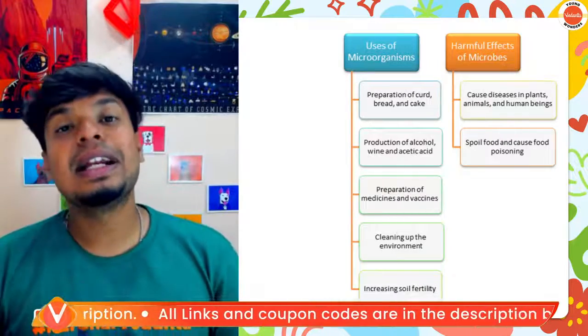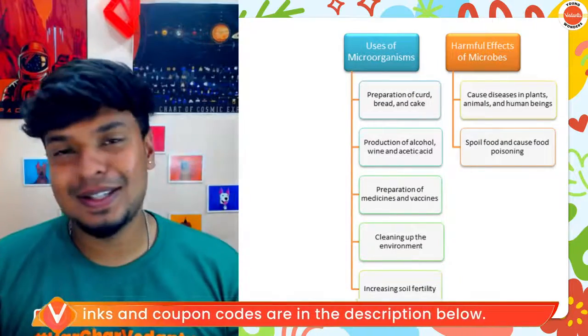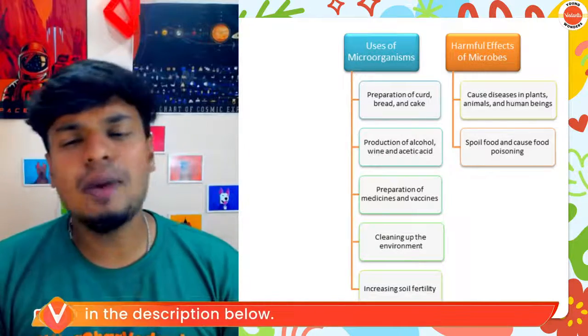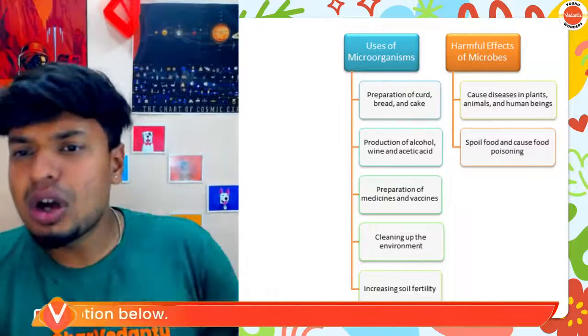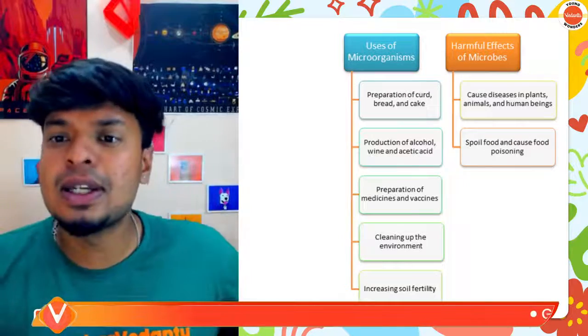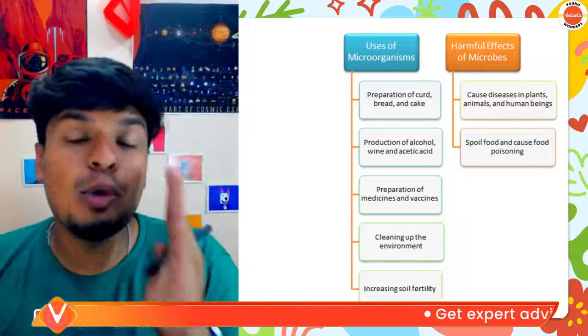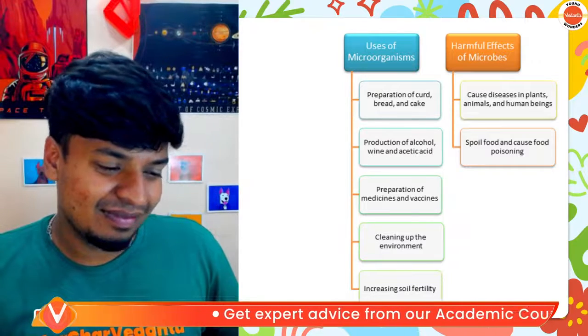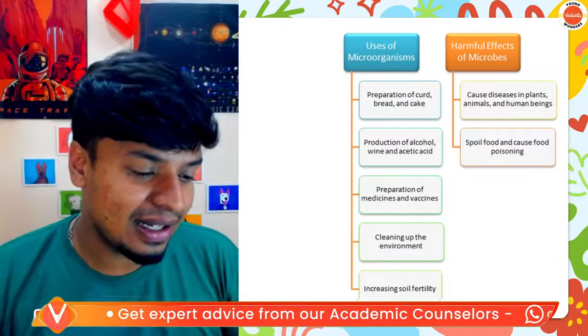Next, cleaning up the environment, of course. Increasing soil fertility, many such things. Now harmful microorganisms, we saw, cause diseases in plants, animals and humans. Food poisoning, also they spoil the food. Right, they spoil the food, exactly.